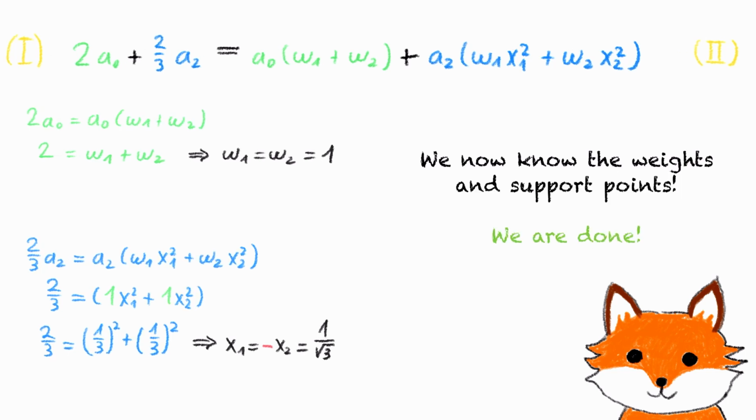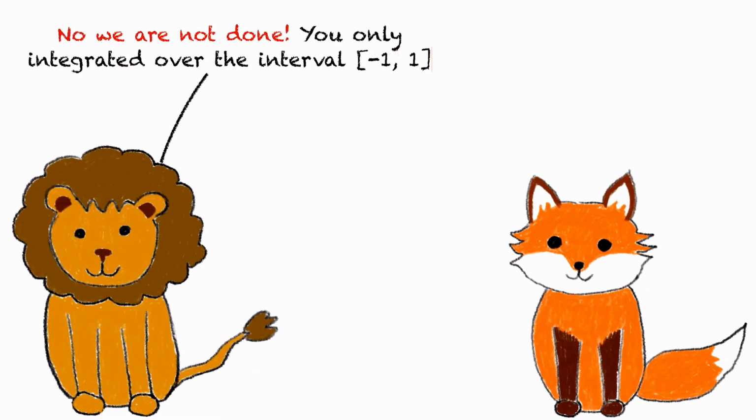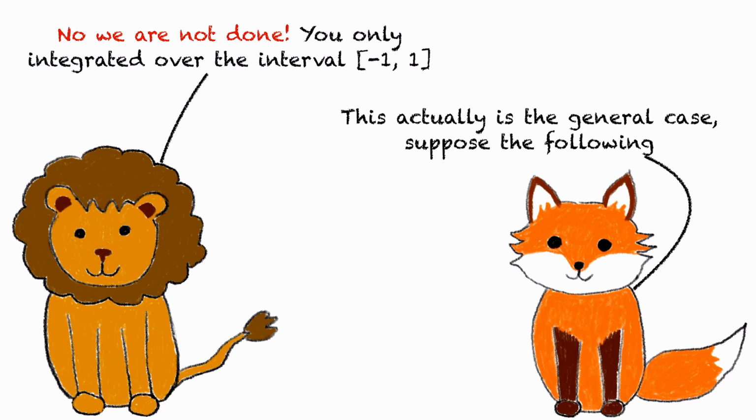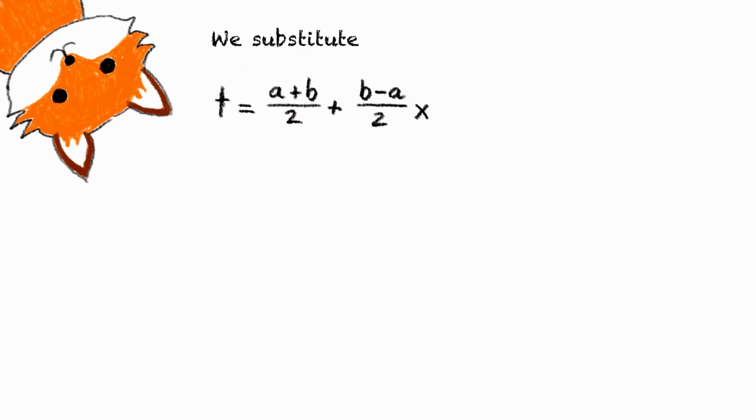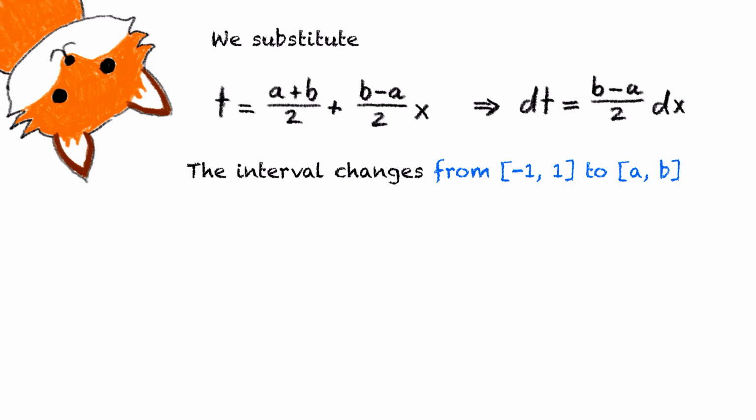We are finished. No, we are not finished, complains Leon. Watching Frederick's magic very closely, he determines that we only derived the special case integral over a symmetric interval -1 to 1. What about general intervals? Frederick replies that this interval is already the general case. Watch this. Consider the substitution t equals (a plus b) divided by 2 plus (b minus a) divided by 2 times x. The resulting differential dt is equal to (b minus a)/2 times dx, with the interval being mapped from -1 to 1 to a, b.